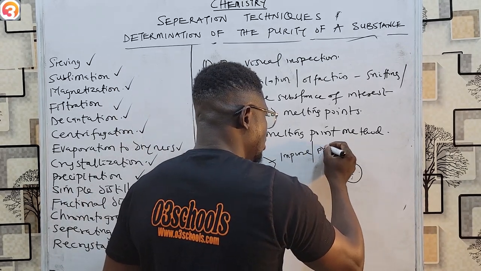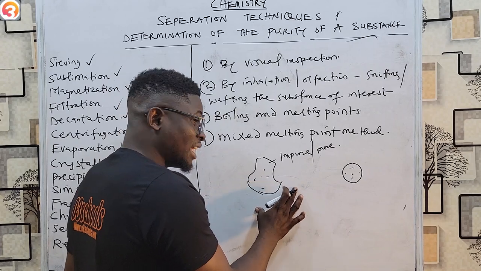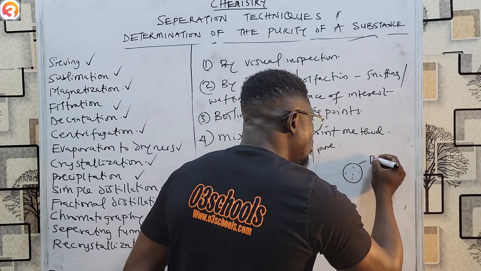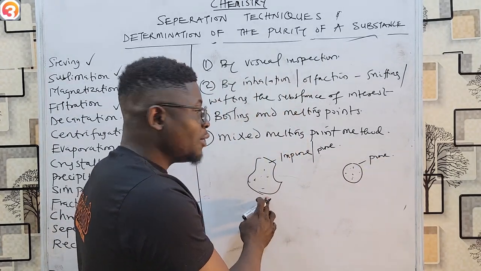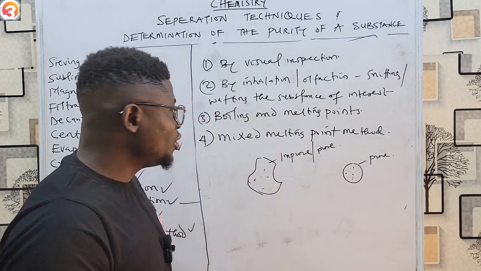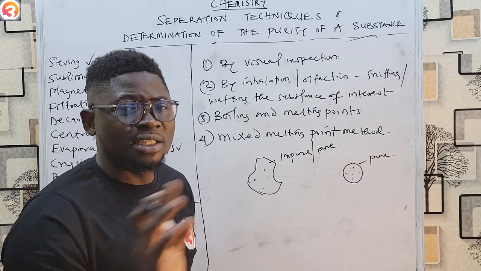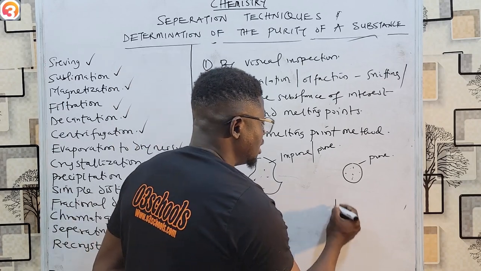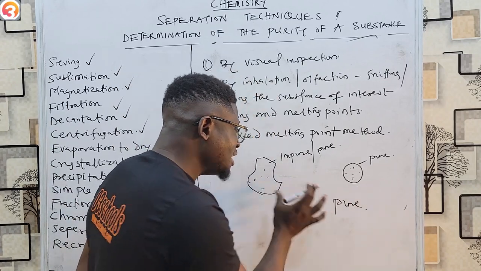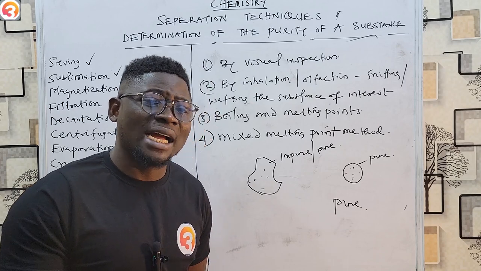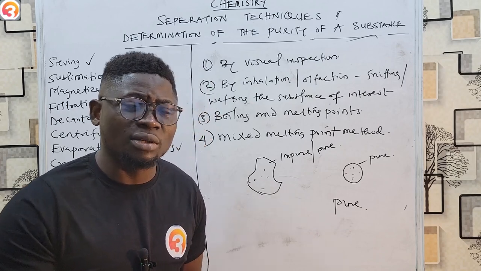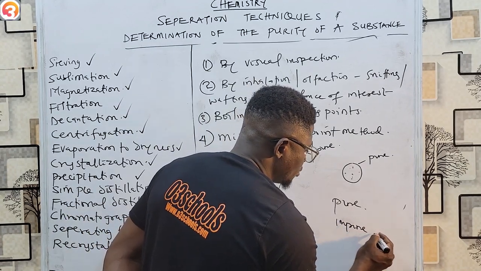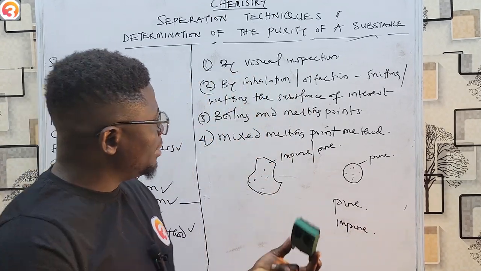So let me put it this way. This is the substance we want to determine the purity of. You don't know whether it is pure or impure yet. So what you do, you take a pure sample of the same substance and mix them together. If they have a sharp melting point, you know that the substance is pure. But once you mix them together and you see that they have a wide range of temperatures, then you know that it is impure. So that is what is called the mixed melting point method.